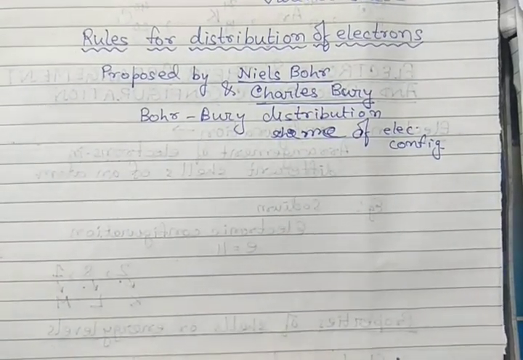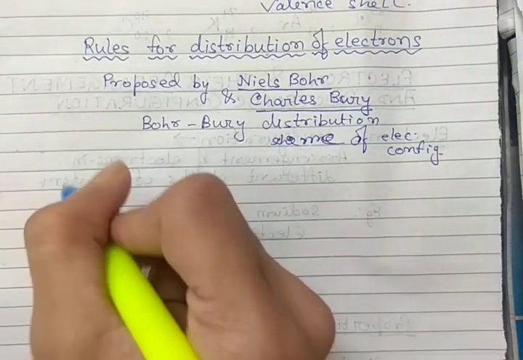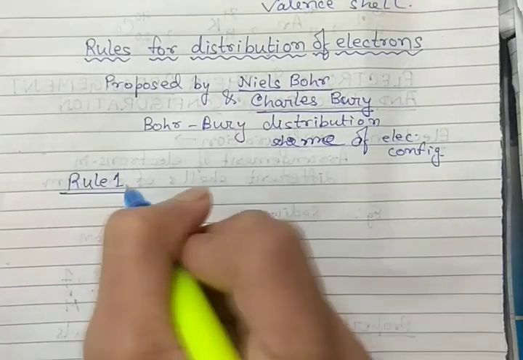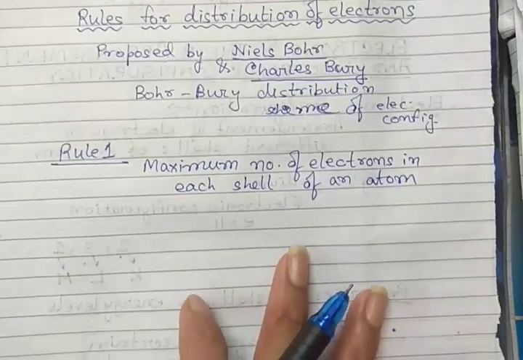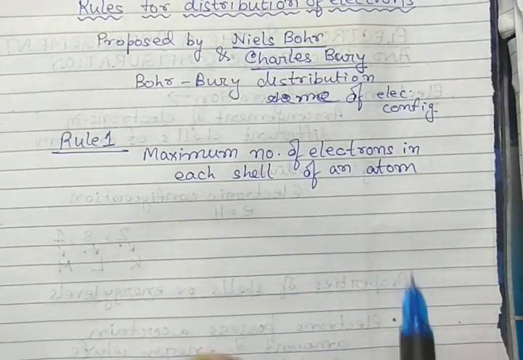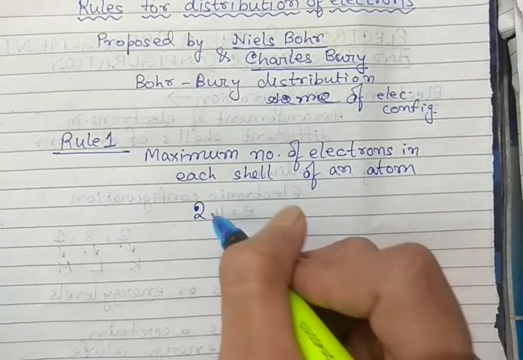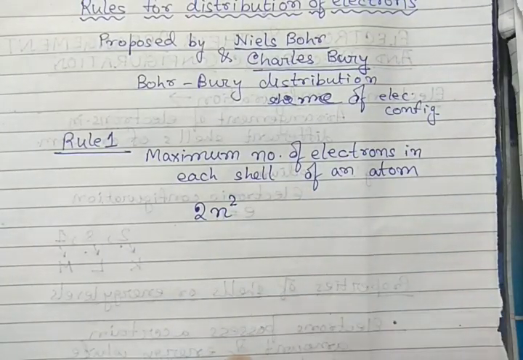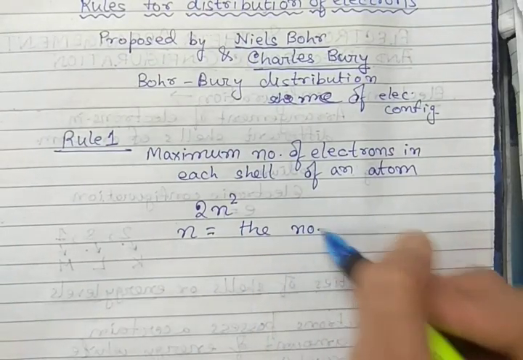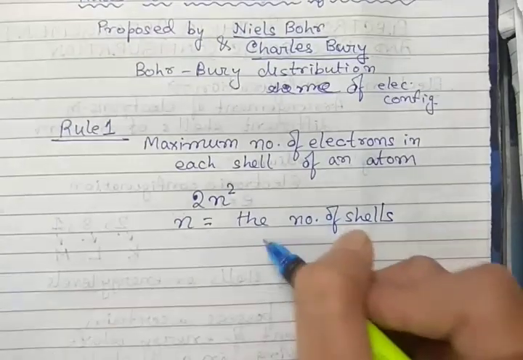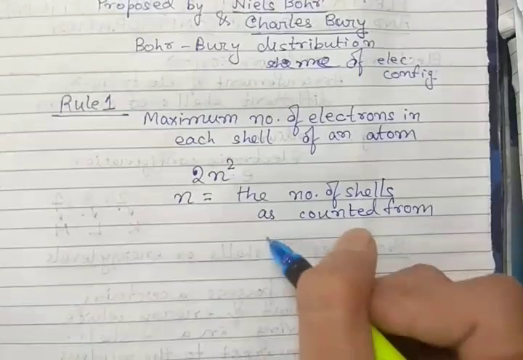So let us understand how the electrons are arranged in each shell. So let us move on to rule 1. Okay, rule 1. The first rule is maximum number of electrons in each shell of an atom. So what is the maximum number of electrons that can be placed in each shell is determined by the formula 2n square. It's determined by the formula 2n square, where n is equal to the number of shells as counted from নিউক্লিয়াস। তাহলে এইটা আগে বোঝাই ভালো করে, ঠিক আছে?